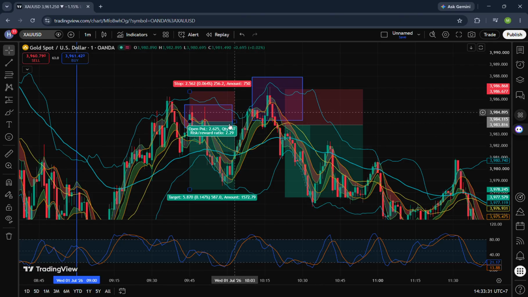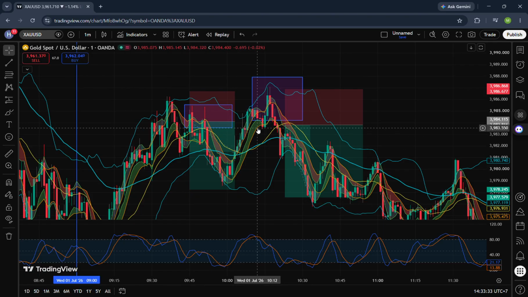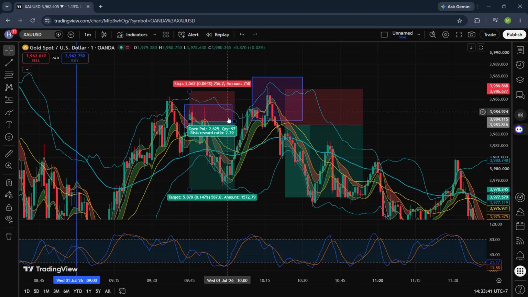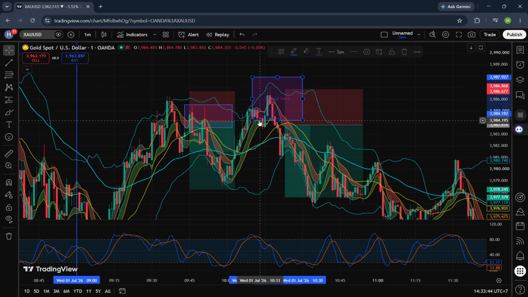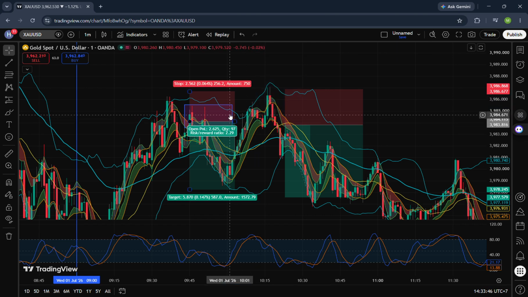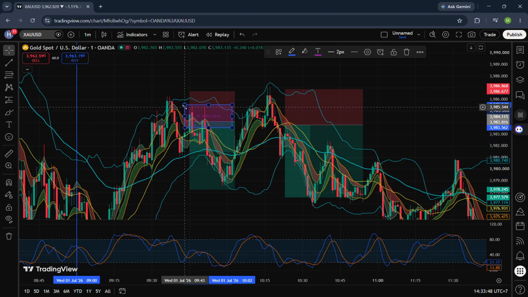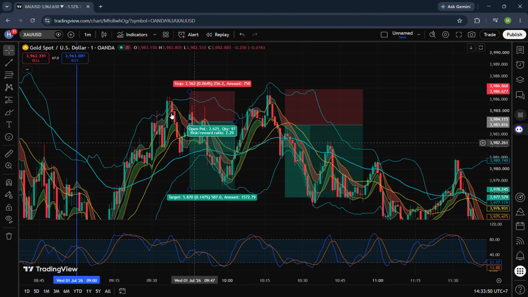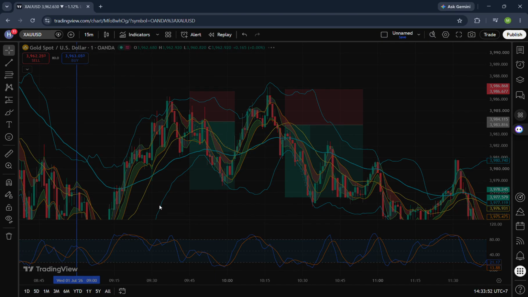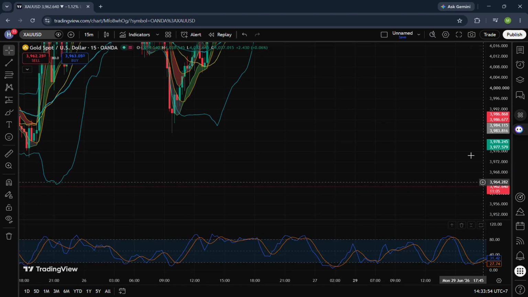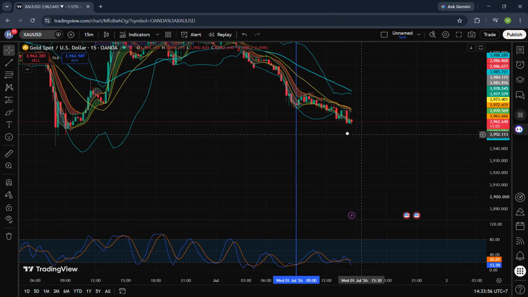Back to the topic today. The reason why I took the sell entry here, I'm going to break down step by step. To know why I took the trade, we want to go to the 15 minute time frame.